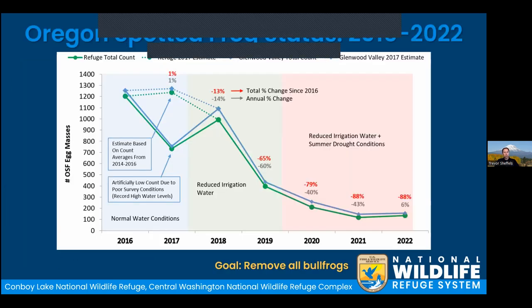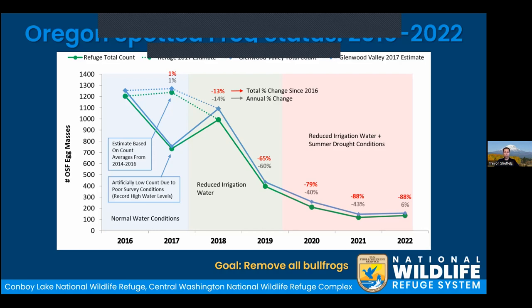A little more background on the Oregon spotted frog. We have a quickly changing situation. In 2017 and into 2018, we saw a huge reduction in the amount of irrigation water coming to the lower part of the Glenwood Valley. And so that has correlated with a quickly decreasing Oregon spotted frog population. You can see we do annual egg mass surveys. In 2016-17, we were at about 1,200 egg masses and then quickly declined to a low point of less than 150 egg masses in 2021. So that's almost a 90% decline in only 5 years.